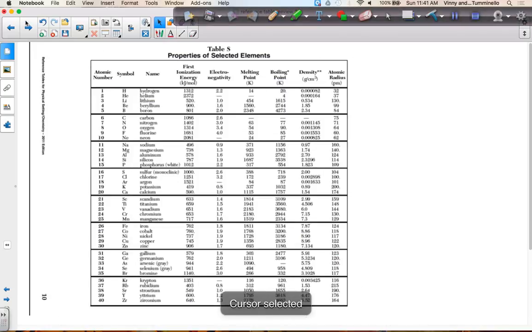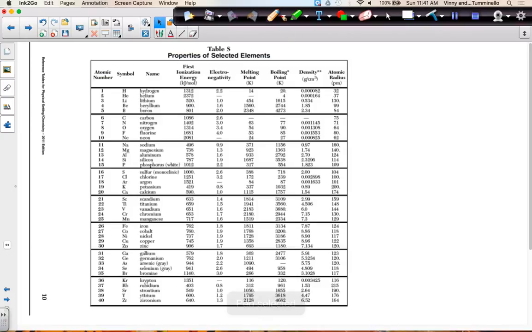Going back to the front page of Table S, some of the pieces of information that you can find on Table S are atomic numbers. If you look something up by symbol or by name, finding the atomic number can help you to locate it on the periodic table if you're having trouble finding it. So for example, if you have to look up something about calcium on the periodic table and you're not sure where to find it, you can scan for calcium here and look up the atomic number and then find the atomic number on the periodic table, since on the periodic table everything is arranged by atomic number.